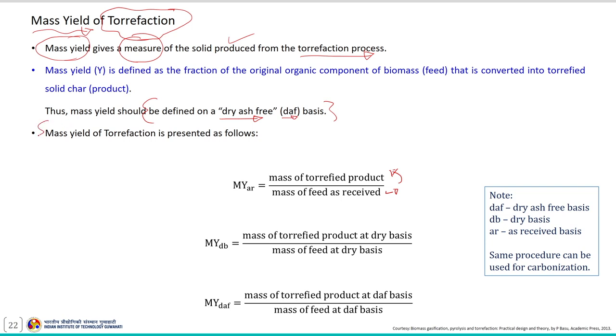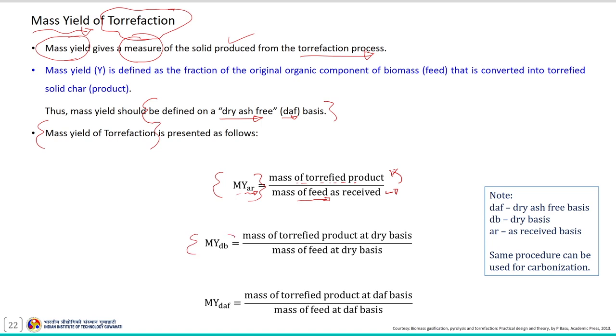And this mass yield of the torrefaction process is presented in the following way. Here it is represented in the form of mass yield on as received basis. You are already familiarized with this term, as received basis, dry ash free basis. If we need to calculate the mass yield on as received basis, it is simply a ratio of the mass of the torrefied product by the mass of the feed as received, that means the mass of the biomass as received before undergoing any pre-processing stage.